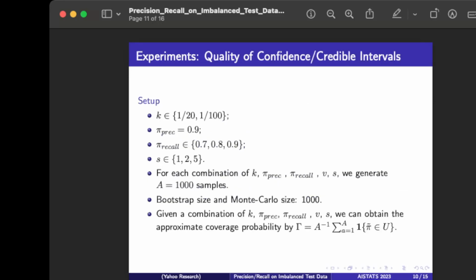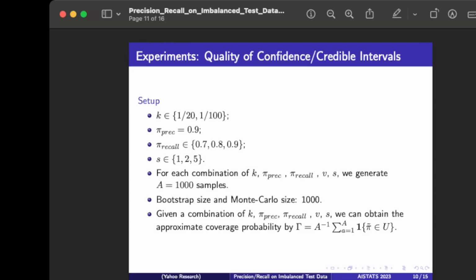Next, we present our experiment study. We use simulated data to assess our analytical method's ability to construct accurate confidence or credible intervals against the simulation methods, including Bootstrap and Monte Carlo. The parameters of the experiment are the imbalance ratio K for classifier prediction, and the true precision and the recall of the classifier over the population data, the sample size V, and the oversampling ratio S.